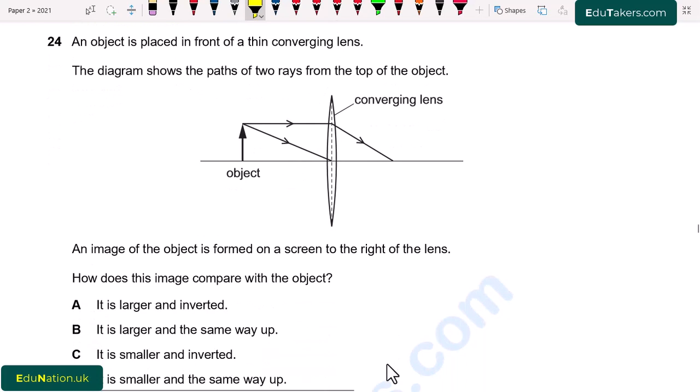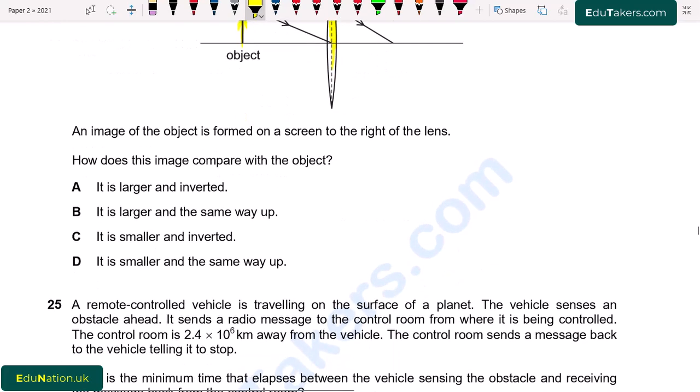Question number 24. An object is placed in front of a thin converging lens. The diagram shows the paths of two rays from the top of the object. Here is a figure and we can see that there is the converging lens. An object is placed here and two rays are shown that are coming from the top of the object. An image of the object is formed on a screen to the right of the lens. How does this image compare with the object?